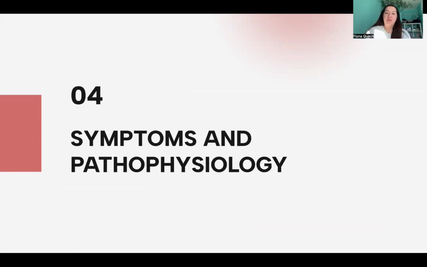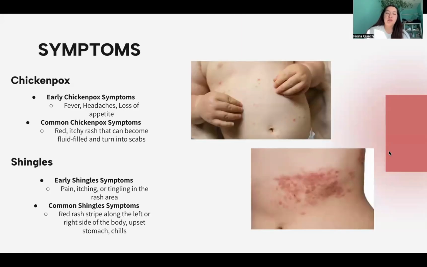Now I'm going to be talking about the symptoms and pathophysiology of chickenpox and shingles. So first of all, chickenpox and shingles, like Kiana said, are caused by the same agent. Chickenpox is very common to be seen in children, but I did want to make a note and say that just because it's more common in children doesn't mean that we as adults or adolescents cannot get chickenpox.